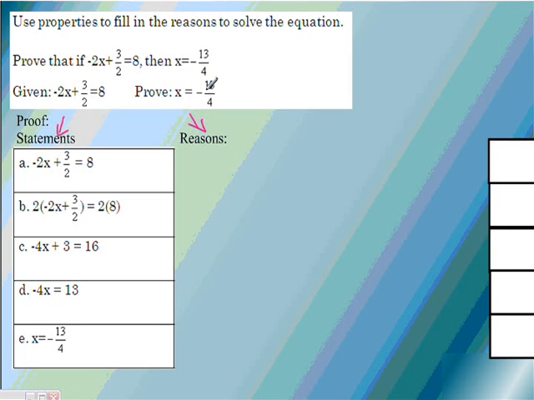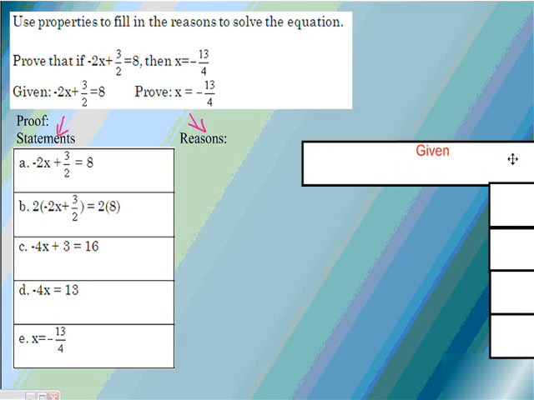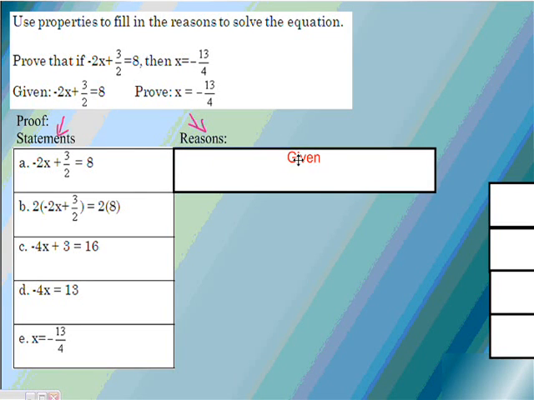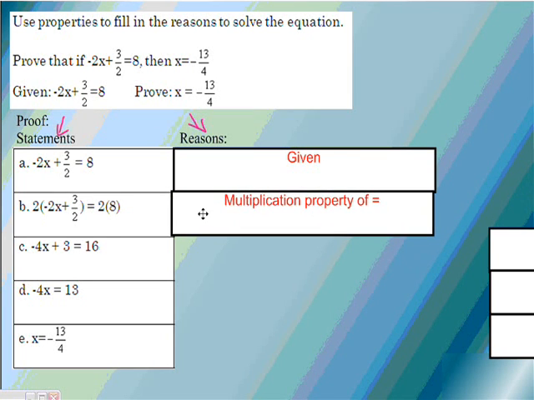So this right here, the part that comes after the prove, this should be my last step in my proof. And you can see that it is. And usually, but not always, the given is the first step in my proof, which you can see here. And the nice thing about that is when the given is my first step, then my reason for it is because that's what I was given. So I just write given. Now, I have to decide, how did I get from this step to this step? Well, clearly, I multiplied both sides by 2. And when I multiply both sides of an equation by the same number, that is my multiplication property of equality.